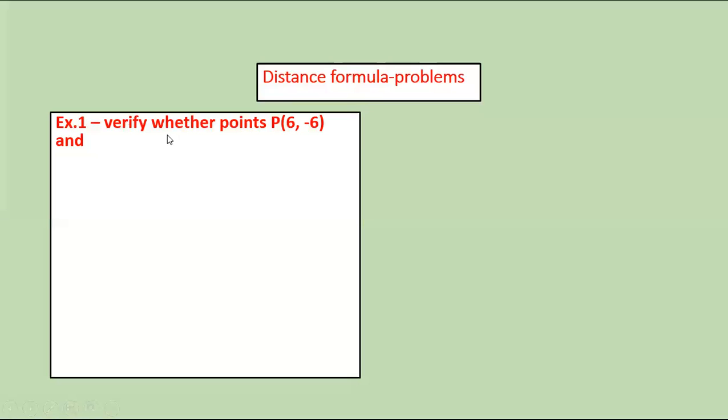Problem number 1. Verify whether the points P(6, -6), Q(3, -7) and R(3, 3) are collinear.